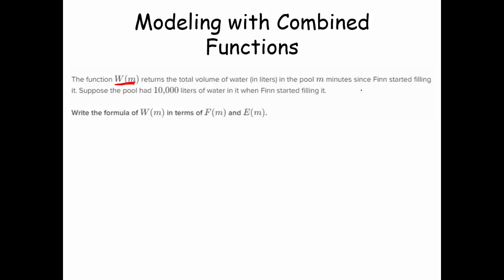Great, so basically the hose is filling up the pool, we've got some water slowly evaporating off, and then of course, what if there was already some water in the pool when Finn started filling? We'd have to take that into account as well. So suppose the pool had 10,000 liters of water in it when Finn started filling it.